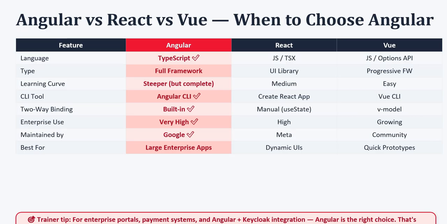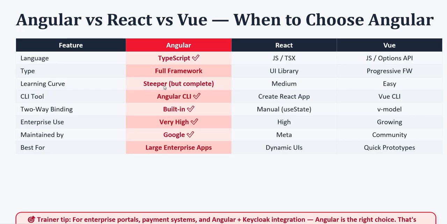features like language. Angular uses TypeScript, React uses JS, TSX, and Vue.js uses JS, right? And in type, Angular is a full framework, and React.js you can see is a UI library, and Vue is a progressive framework, right?